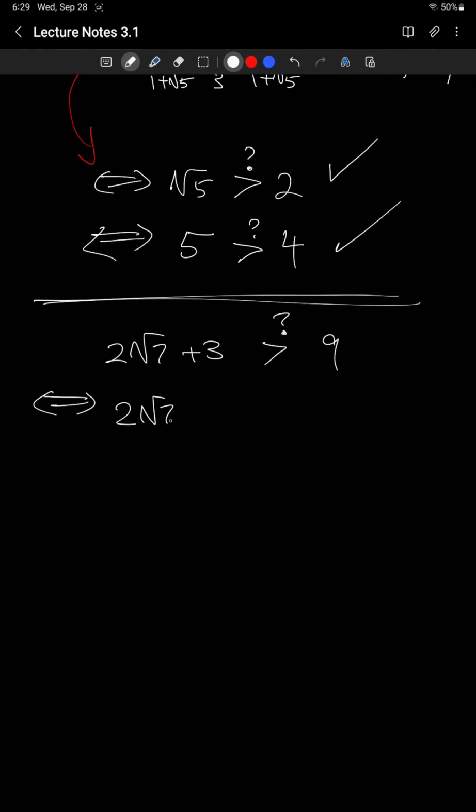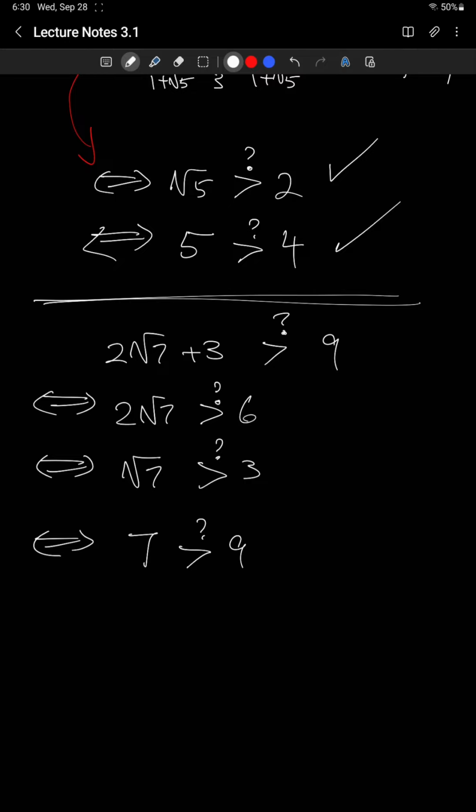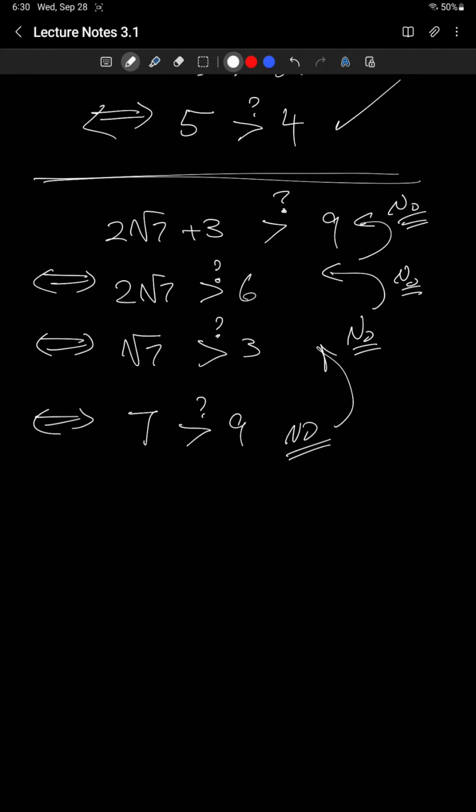So this is the same as asking, is 2 root 7 bigger than 6? Maybe it's too hard to tell because of the square root, so let's divide by 2 on both sides. Is root 7 bigger than 3? Maybe I still can't tell, so I square both sides to get rid of the square root, so that we don't have to worry about calculating square roots. This is the same as asking, is 7 bigger than 3 squared, 9? No. And so the answer to this question is no, and so the answer to this question is no. Ultimately we realize that 2 root 7 plus 3 is less than 9.